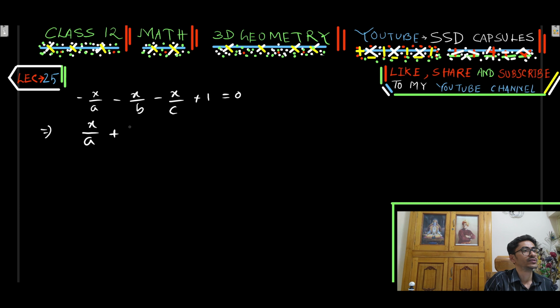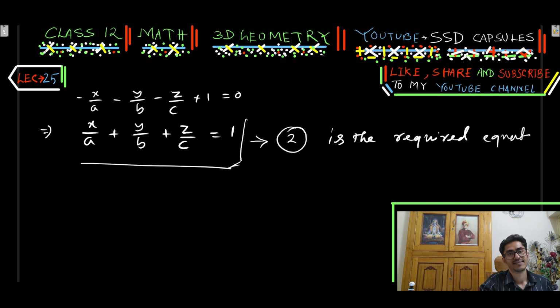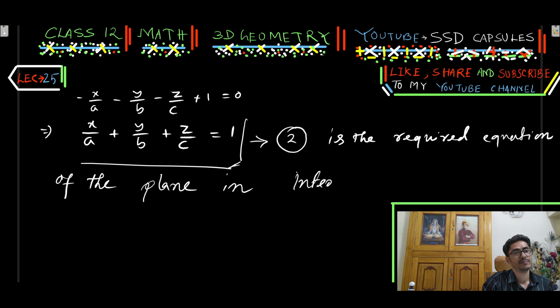Then x by a plus y by b plus z by c equal to 1. So this is the required equation 2 of the plane in intercept form. So we are done.